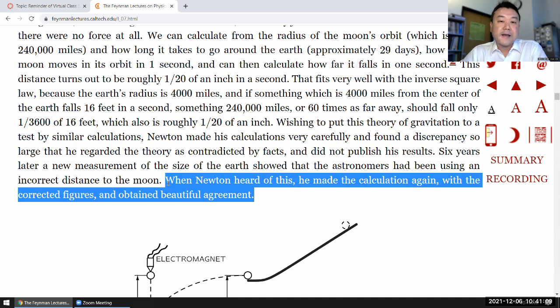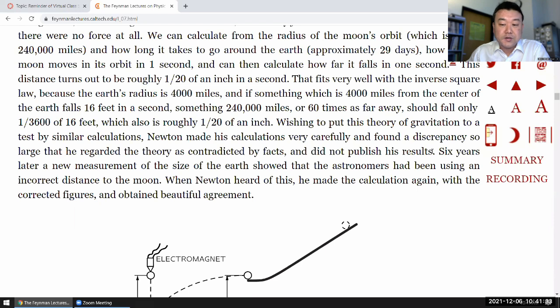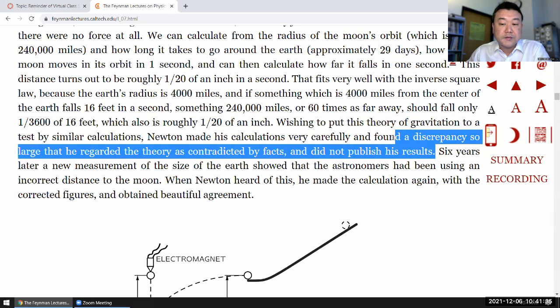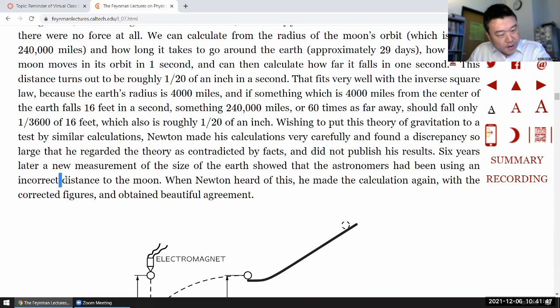I think there are scientists, especially in other fields, who think that we call it publication bias, in the sense that we scientists tend to want to, and the peer-reviewed journals tend to want to, publish only the results that show a positive result. Kind of equivalent to Newton not publishing his result because he saw a discrepancy that he considered to be too large. And what if no one ever made a new measurement of the distance to the moon within Newton's lifetime?